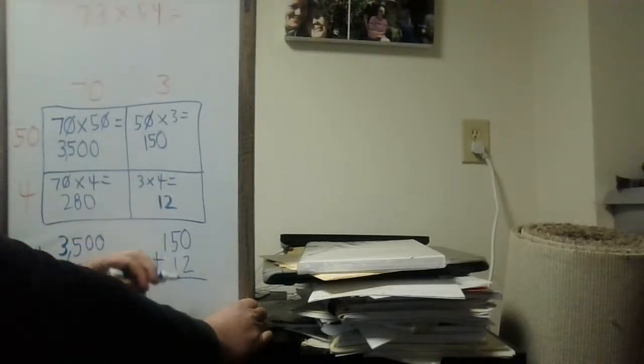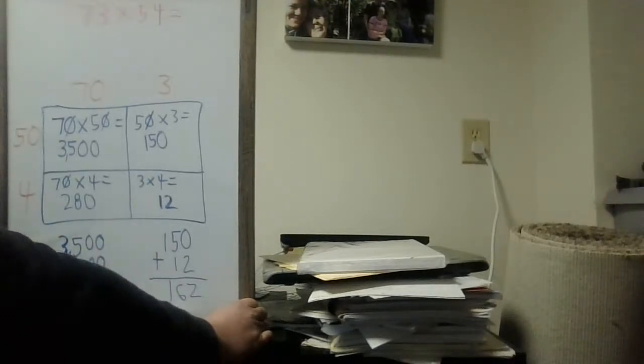Start with the easiest problem. 0 plus 2 equals 2. 5 plus 1 equals 6. 1 plus 0 equals 1. So our answer to that problem is 162. We didn't need to regroup for that one. We only regroup when the sum is 10 or more. So we might not need to regroup for any of these.